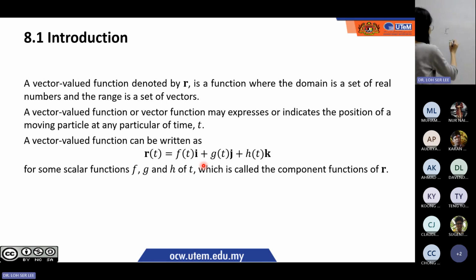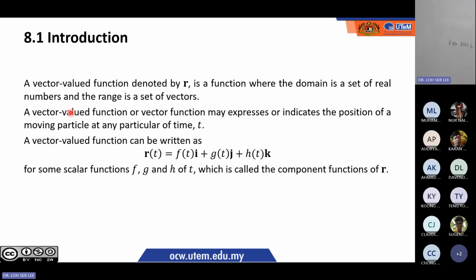When you write R, normally we use the R bar, and then we have f(t) i, j, and k: f(t) i plus g(t) j plus h(t) k. This is the vector, R of t. And f, g, h are scalar functions, called the component functions of R.